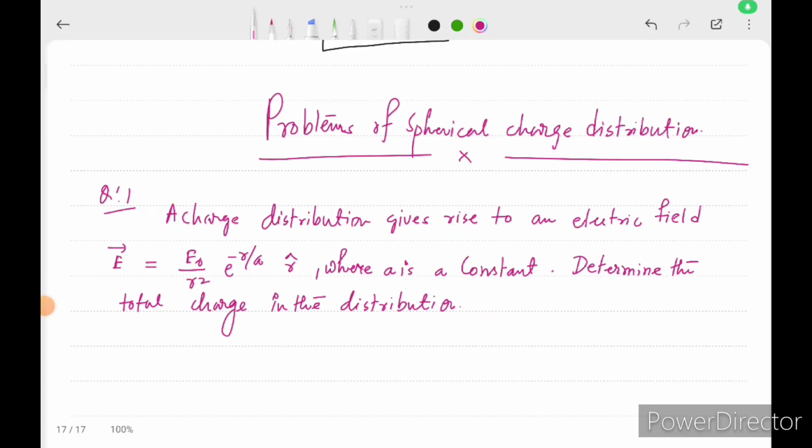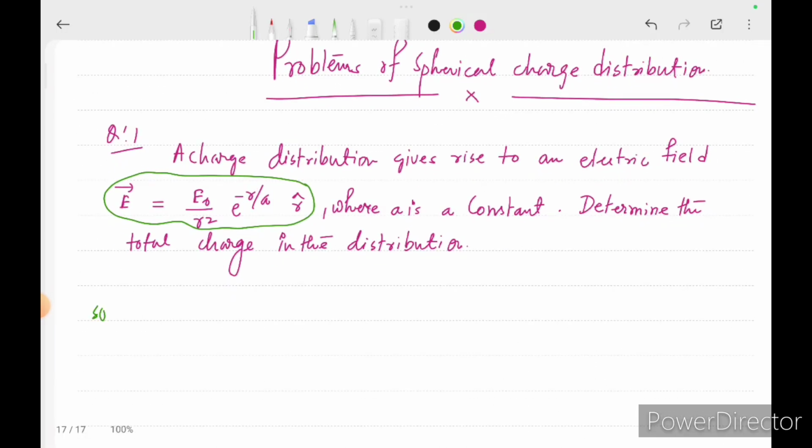Here, the electric field is given. In the solution part, you have noticed that the electric field is given, and it is not a constant electric field, it is a coordinate dependent, position dependent electric field. From this electric field we have to determine the total charge in the distribution.